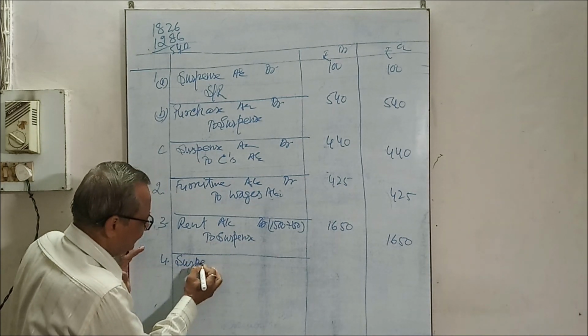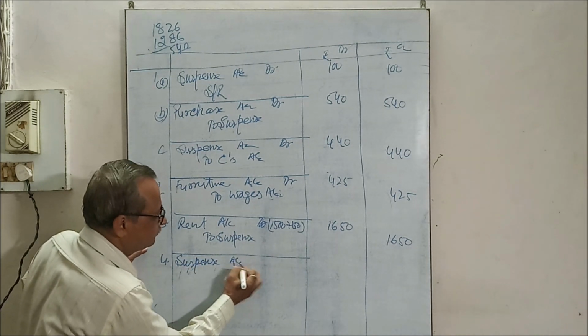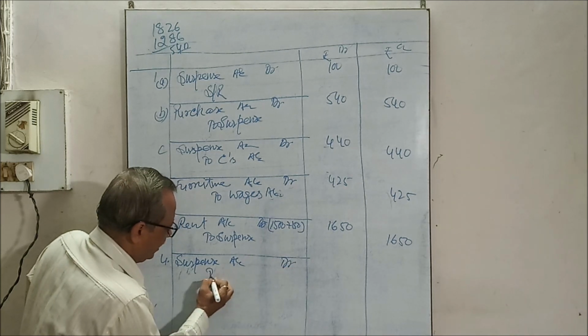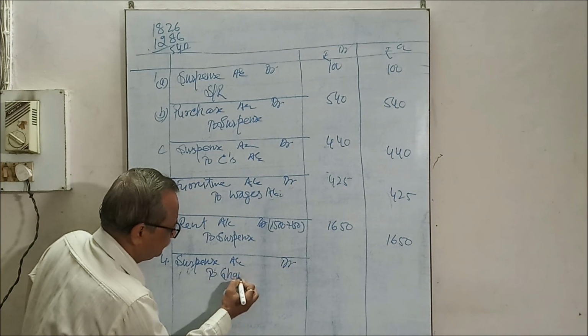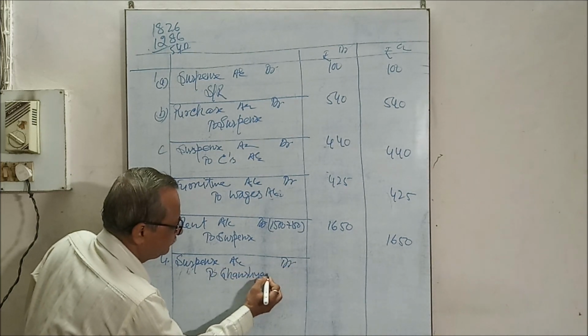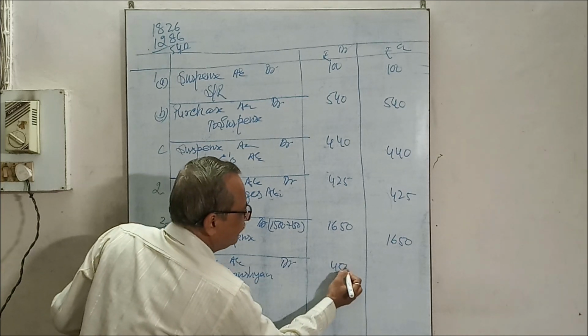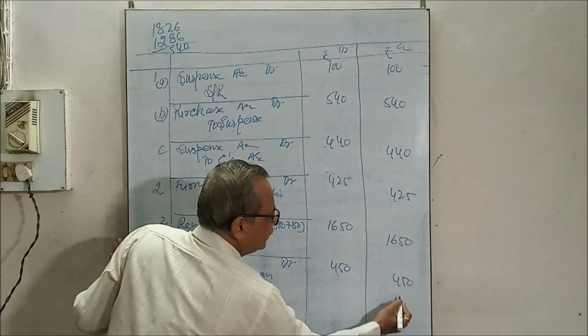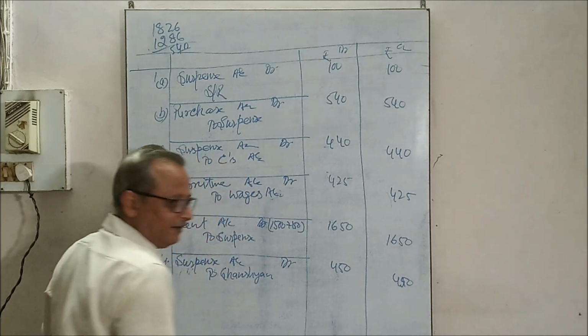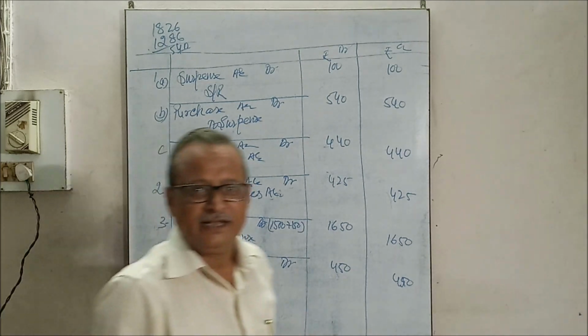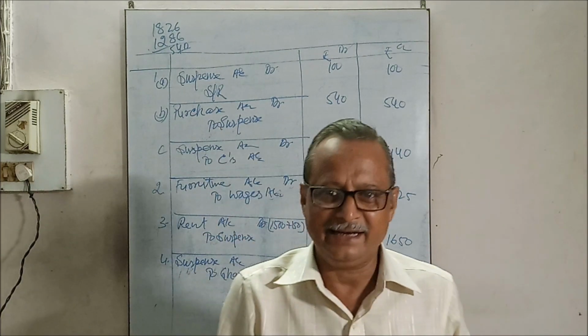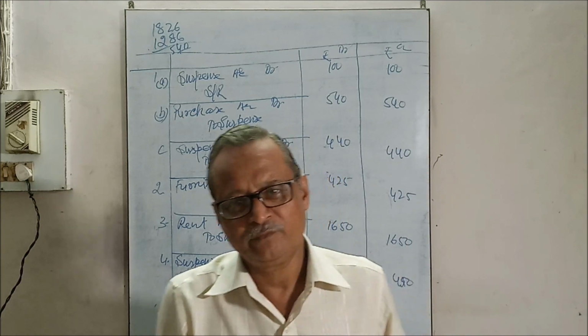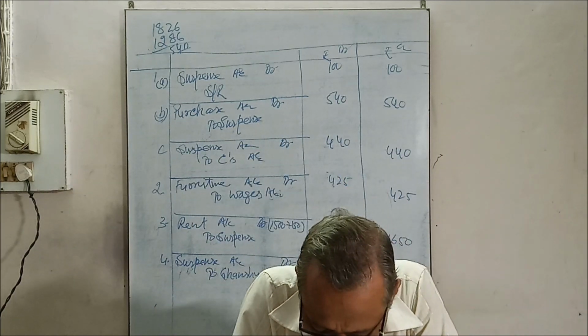Suspense account debit to Ghanshyam, 450. In place of 500, it was credited 50. 450 was less credited in it. It is an arithmetical error. So 450 should be credited.